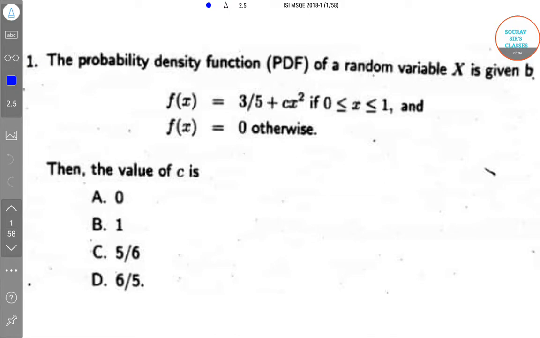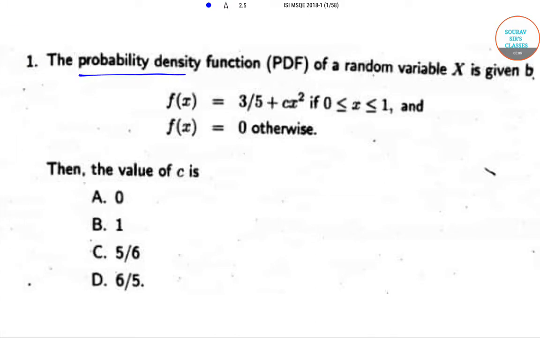The question is, the probability density function PDF of a random variable x is given by f(x) equals 3/5 plus cx squared for x greater than or equal to 0 but less than or equal to 1, and f(x) equals 0 otherwise. Then the value of c is.